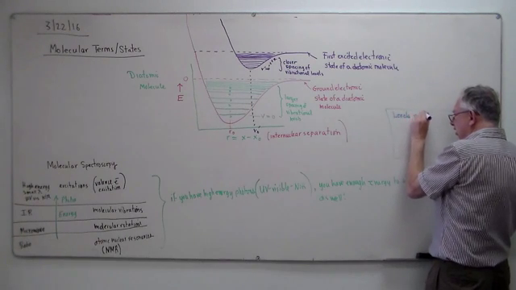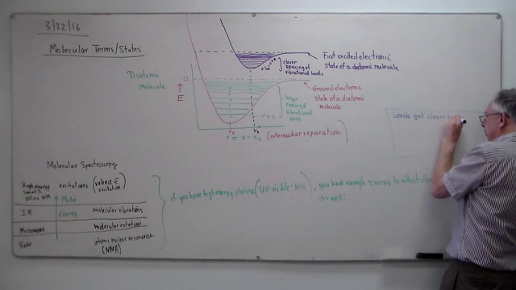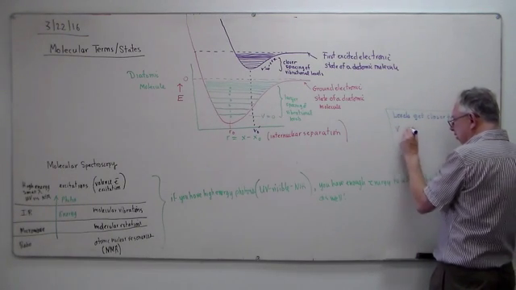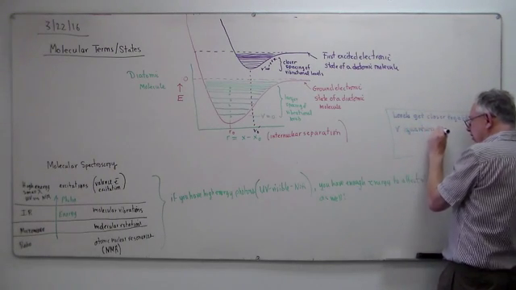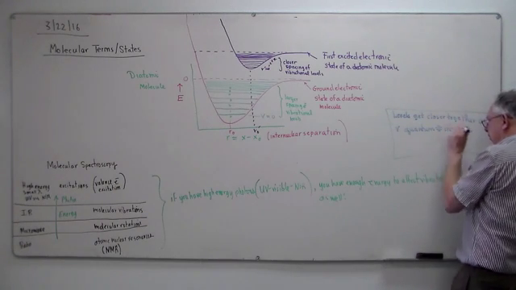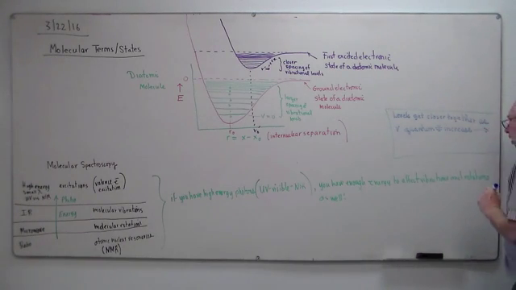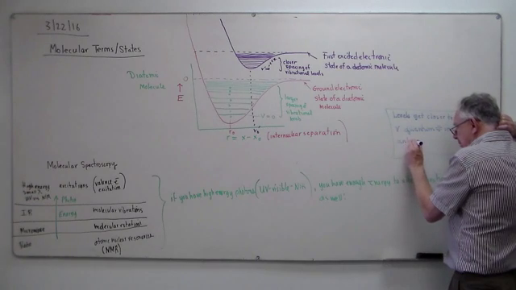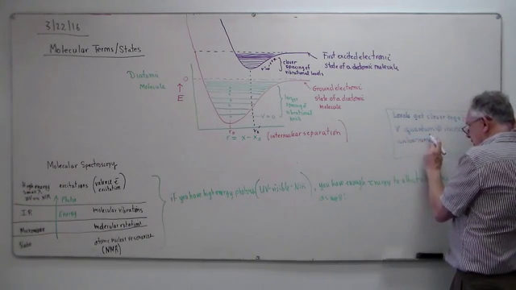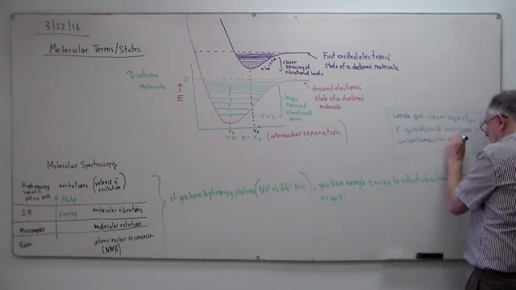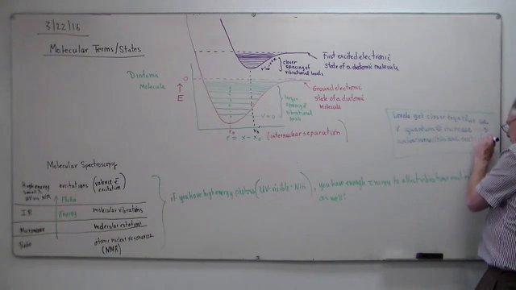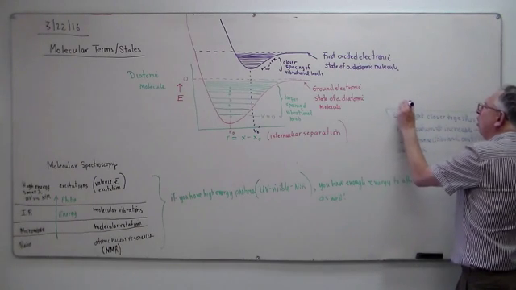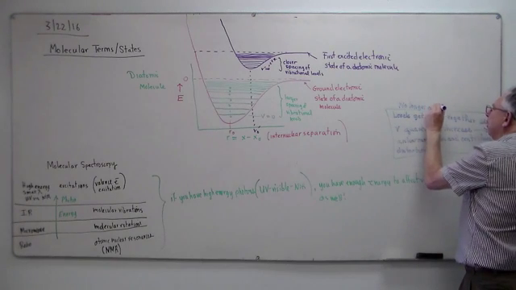Levels get closer together as the V quantum number increases. And the reason it does is anharmonicities and centrifugal distortion. No longer a Hooke's law spring.